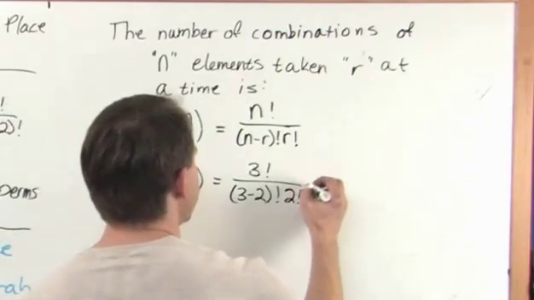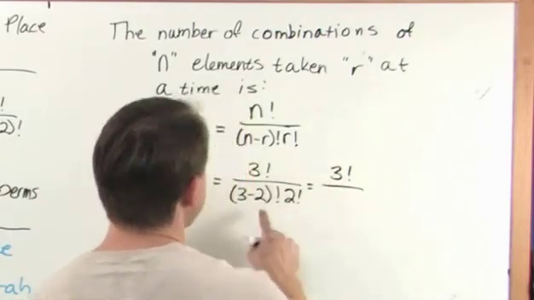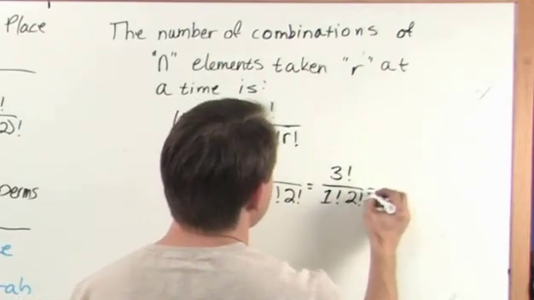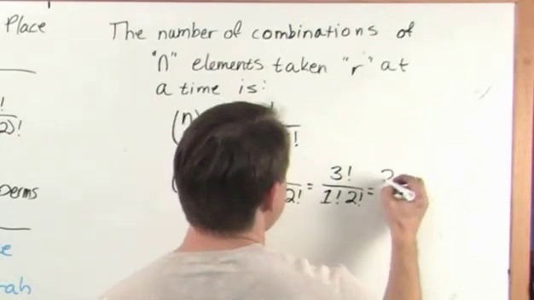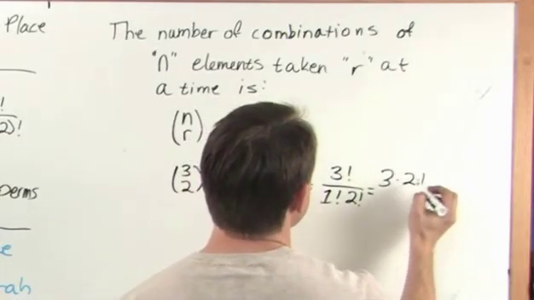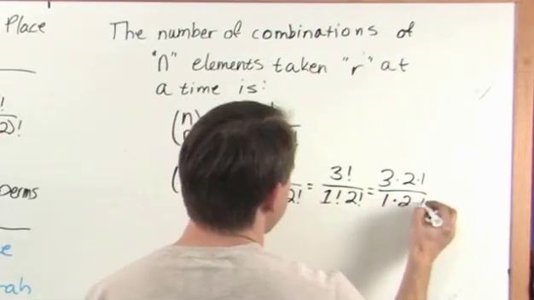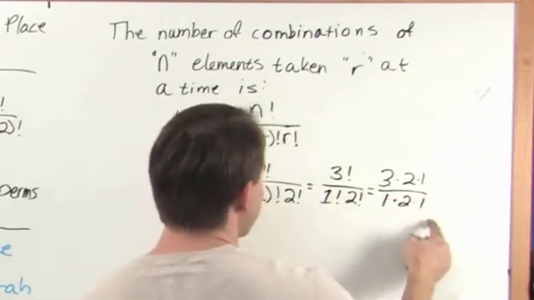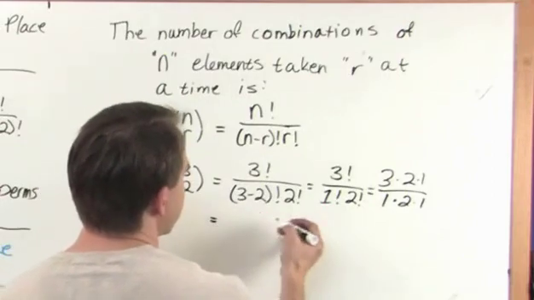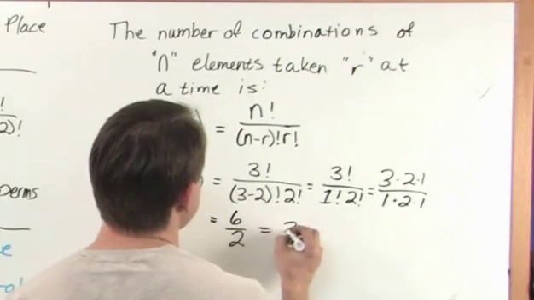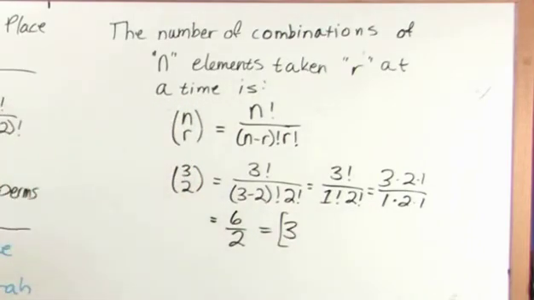So what you would get on the top is 3 factorial over 3 minus 2, which is 1 factorial, times 2 factorial. On the top you're going to have 3 times 2 times 1, and on the bottom, 1 factorial is 1, and 2 factorial is 2 times 1, so you're going to have 2 on the bottom. So you're going to have 3 times 2 is 6 on the top, 2 on the bottom, and so the answer is going to be 3. 3 different combinations. And look, we just calculated there are 3 different combinations. There are 3 different ways to choose these people to go off on their trip.